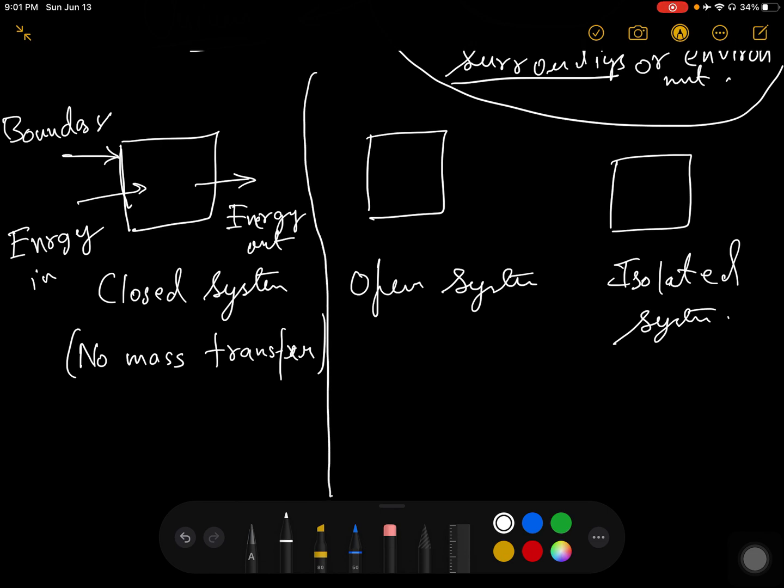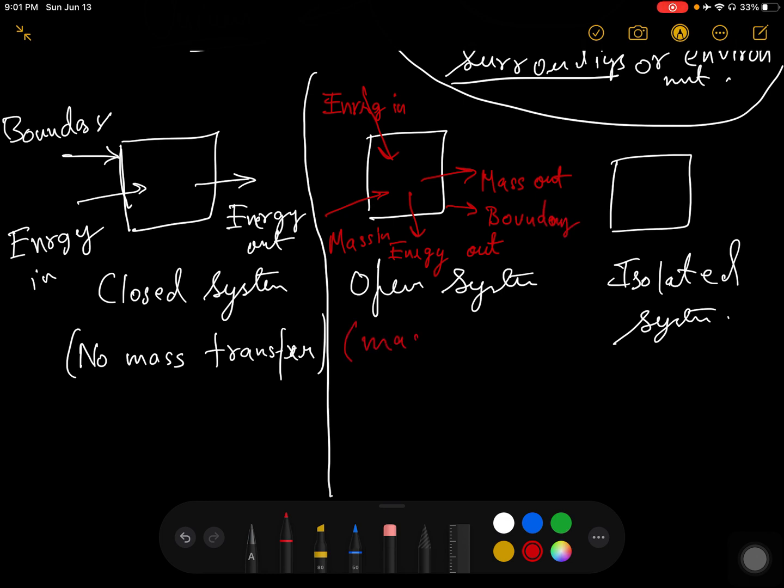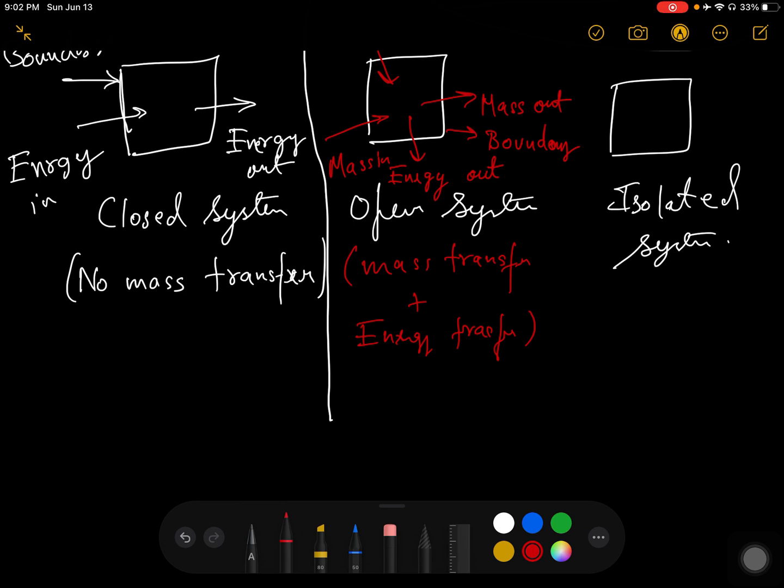Now we come to the open system. In an open system, the energy can come in and go out. Also, the mass can come in and go out. So there is a flow of energy and a flow of mass, and this is the boundary or the shape of the system. So mass transfer plus energy transfer. Just think about your air compressor. You are giving it air, it is compressing the air, and then it is releasing the compressed air. So there is a flow of energy and a flow of mass within the system. That's an example of an open system.